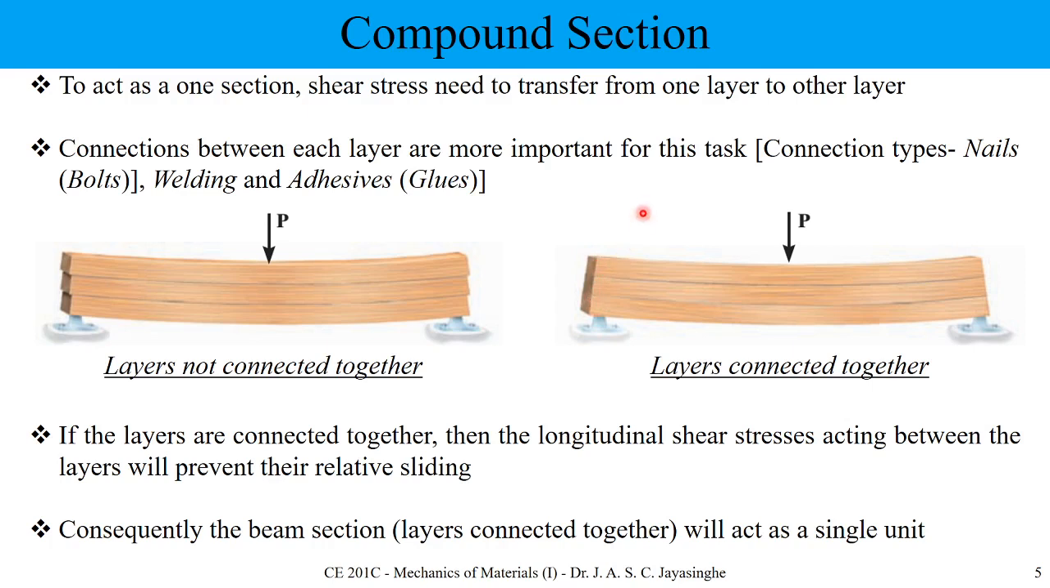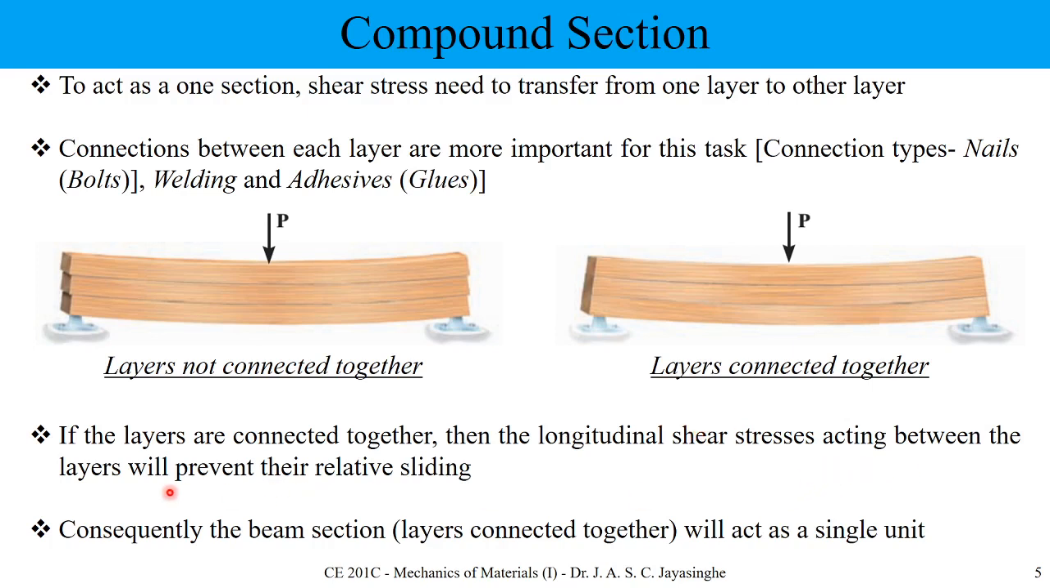So actually if we go to any cross section, these are homogeneous materials, so without trouble we can use it. Now you realize again the most important thing is the connection between the layers. The connection between each layer is more important for this task. The connection can be nails, bolts, weldings or a glue type connector. If the layers are connected together, we can see the longitudinal shear. You now know what longitudinal and transversal shear are. Mainly we need to discuss the longitudinal, and if you know the longitudinal, you can predict the transversal shear. That was the previous lecture, okay.